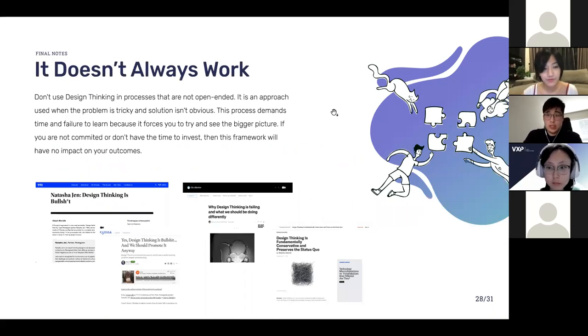Just to know that this process isn't a recipe for things that will always work. Design thinking isn't a set of rules that you follow, it's more of a mindset that allows you the creative freedom to explore the problem and come up with a solution on your own terms or your team's own terms. It demands time and failure to learn, because you need to be able to see both the big picture as well as the small details. So if you don't have the time, or if you aren't willing to commit, then just don't use it, because it's just going to waste your time and it'll have no impact on the solution that you come out with.